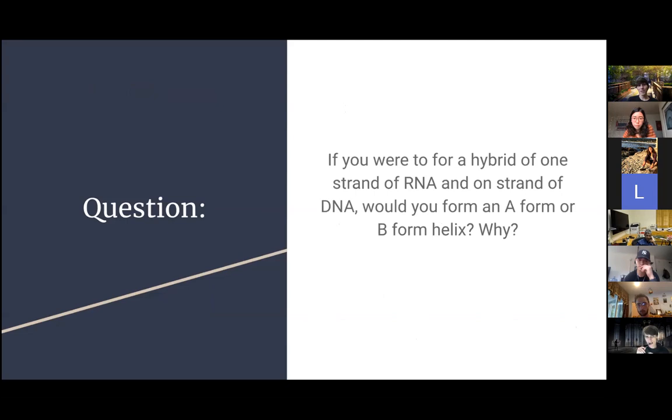Okay, so you all are saying A form, but why would that be the case? Okay, and yes, it is because RNA can only really adopt the A form helix because of the C2 prime hydroxyl.